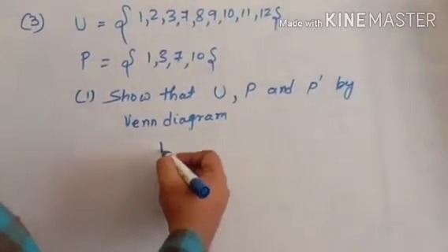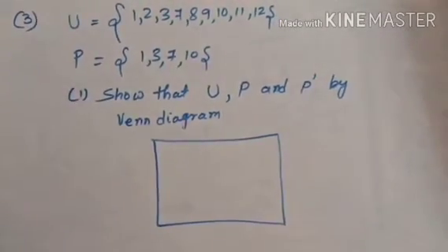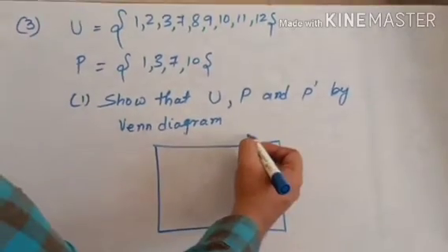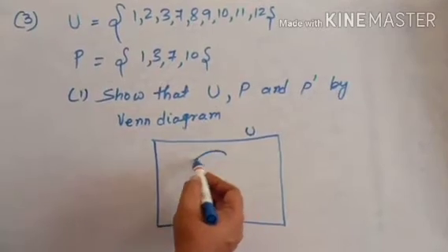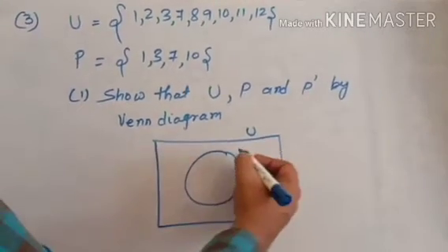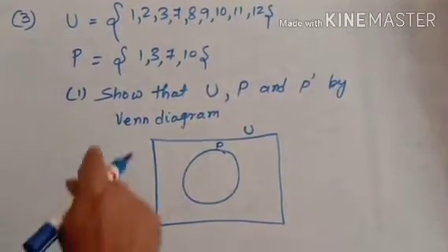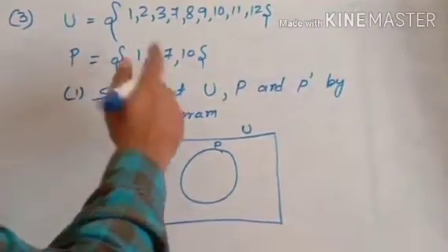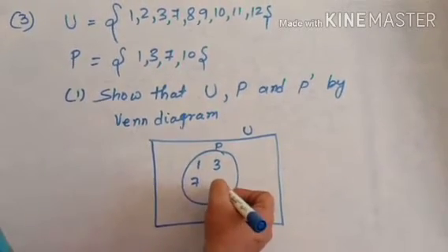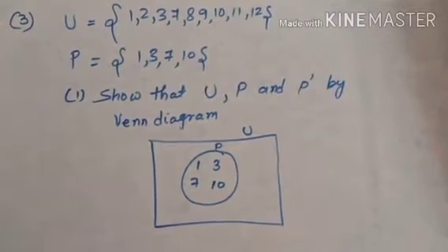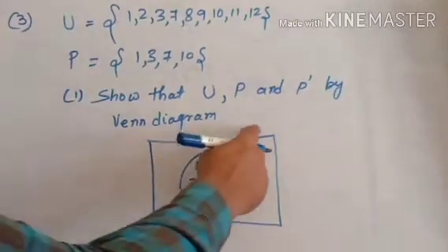First of all, we draw the universal set. For the universal set we take a rectangle as a Venn diagram. This is U, and under this we make one circle as P. This is set P. Now under P what elements are there? 1, 3, 7, 10. Okay. Now we draw that U is equal to U and P.